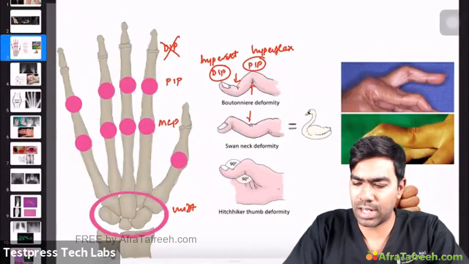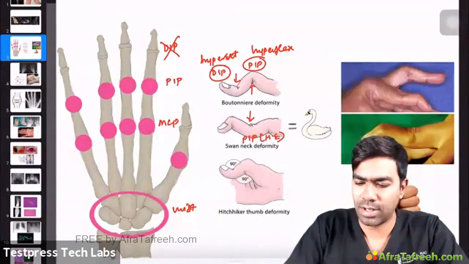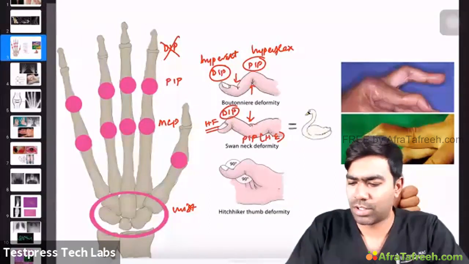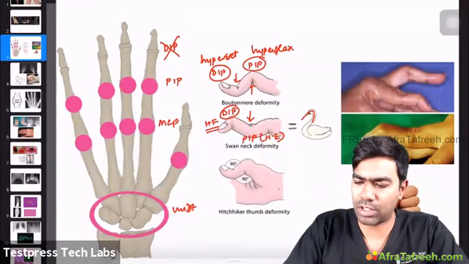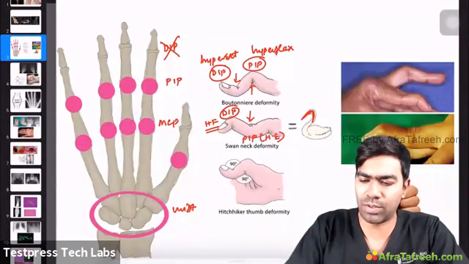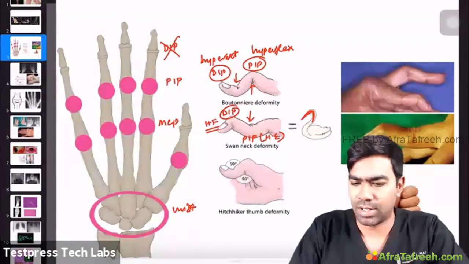There will be a DIP hyperflexion and a PIP hyperextension, which means PIP will show hyperextension and DIP will typically show hyperflexion. So which means it's going to look like a swan neck. So that's like that. So you can remember like a DIP hyperflexion.